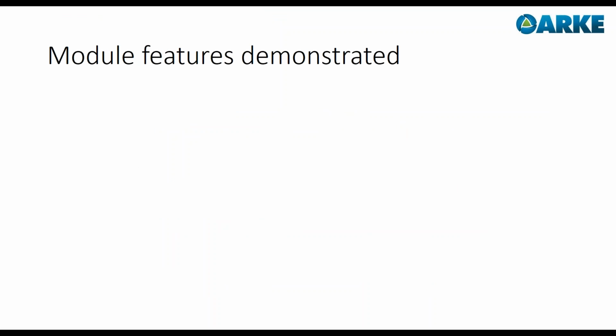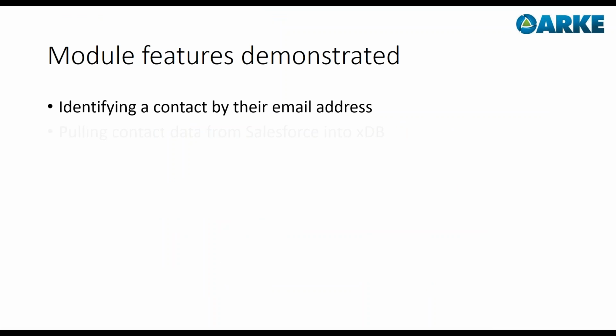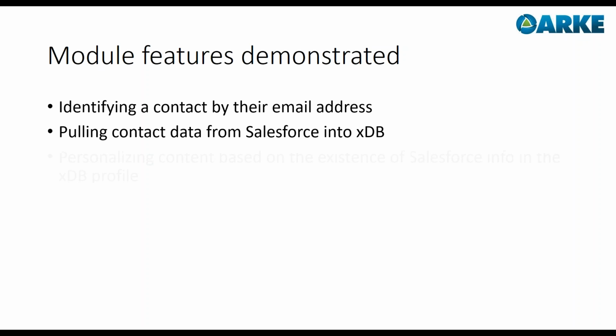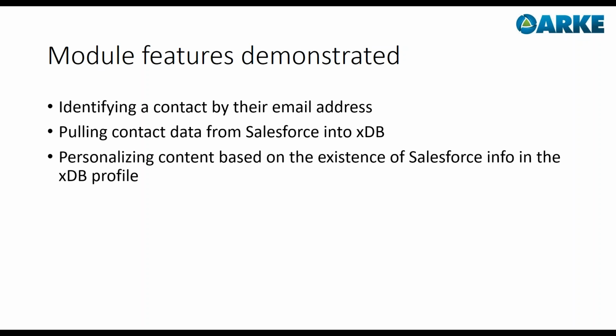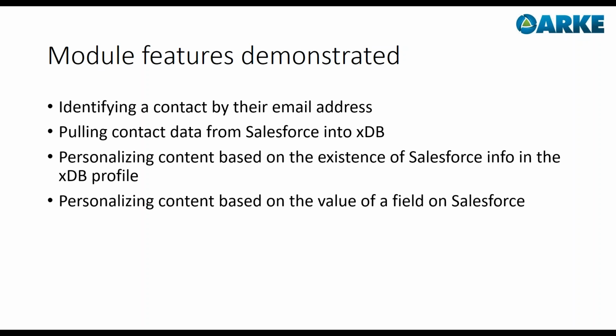So what we've seen during this demonstration is that we are able to identify a contact by their email address and pull their data from Salesforce into XDB. We've personalized content on the page based on whether or not we know that they're a Salesforce contact, because their Salesforce data was either pulled in or already existed on their XDB profile record. We've personalized content based on the value of a field in Salesforce.